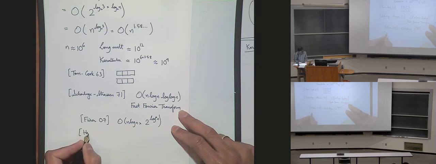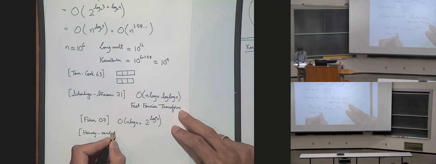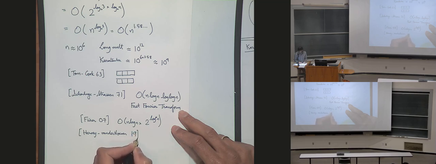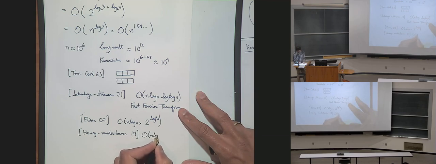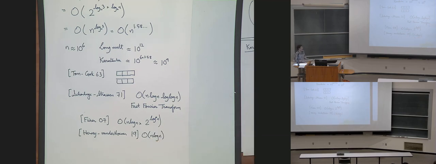And then the latest is Harvey and van der Hoeven, this is 2019, so this is not that long ago, where they actually got it down to n log n. And this is like a 60-page math paper. It's a long thing, but they actually gave an n log n algorithm to multiply two integers. And as far as I know, you cannot beat n log n, though I'm not sure.